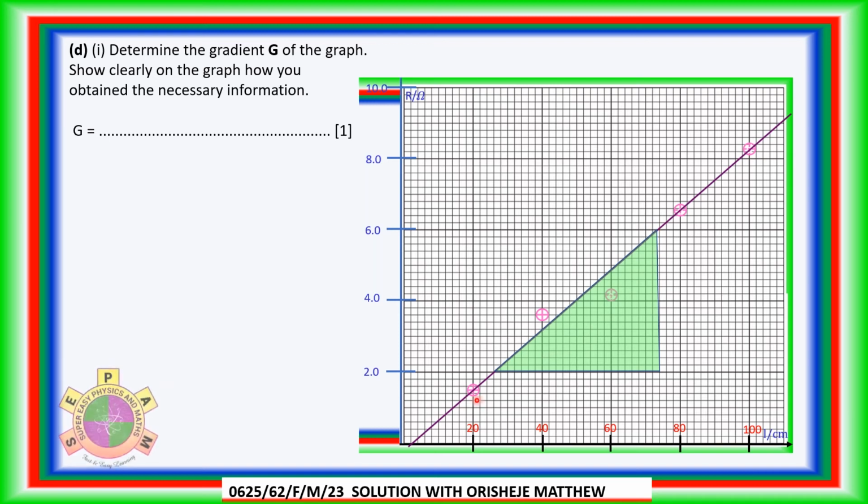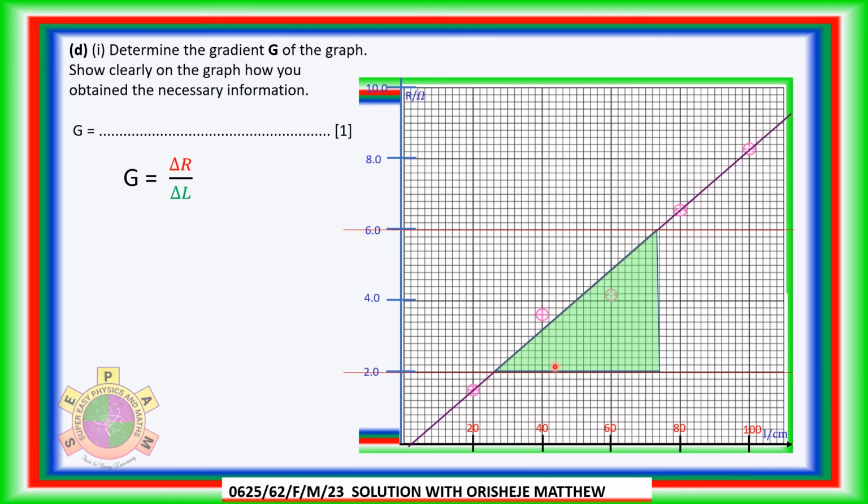And then your gradient triangle must be more than half of your line. So let's look at that. The horizontal, the vertical variation, the rise, so it's from 2 to 6. So you have delta R over delta L. That is going to give you the gradient.